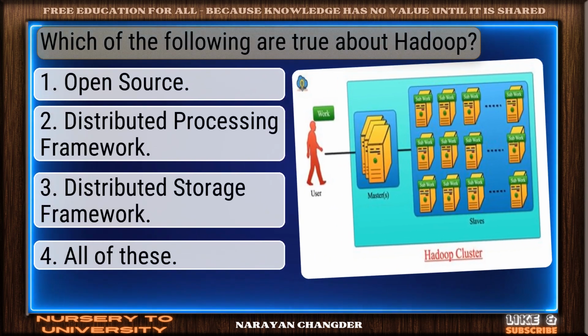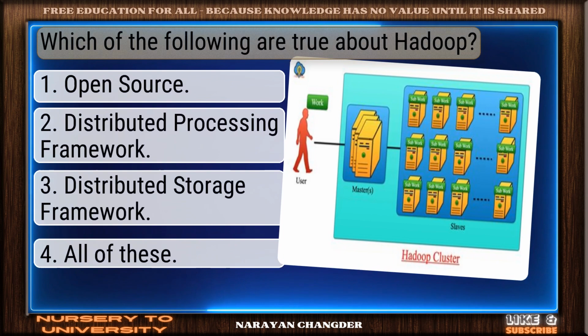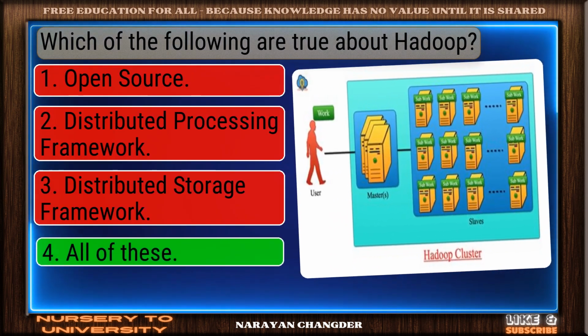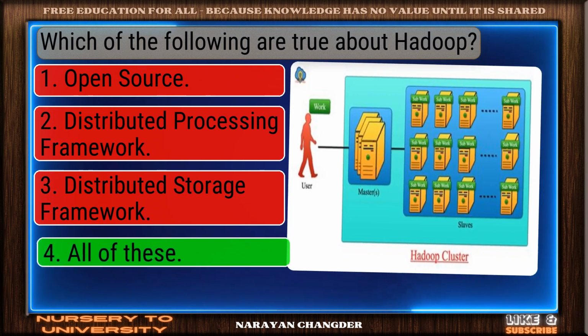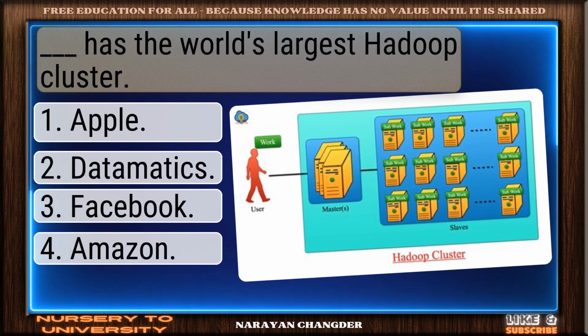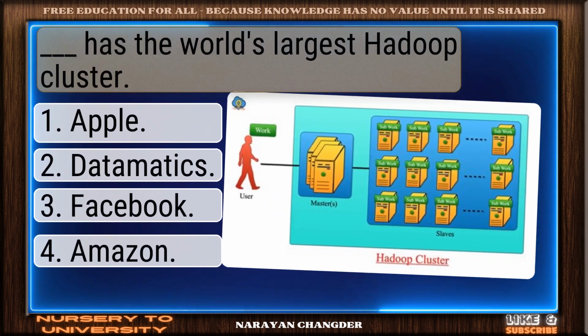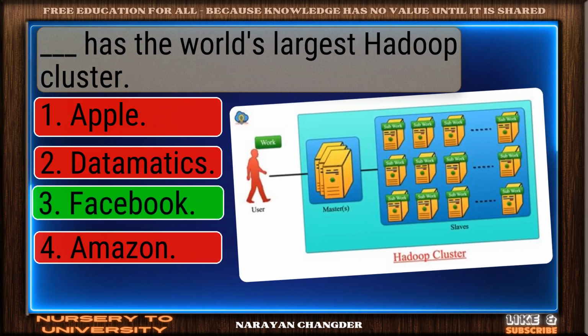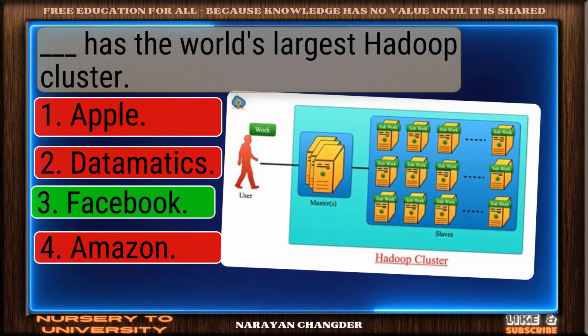Question number 33. Which of the following are true about Hadoop? Great thinking. All of these is the right choice. Question number 34. Dash has the world's largest Hadoop cluster. Smart move. Facebook is an accurate answer.